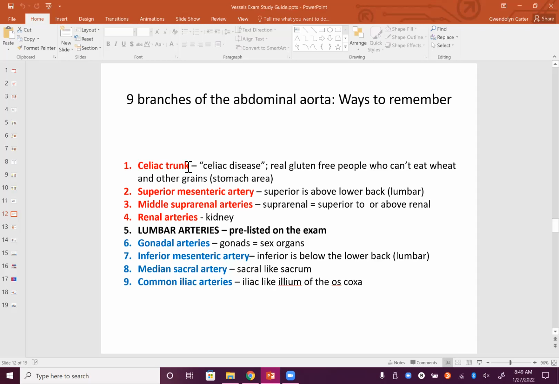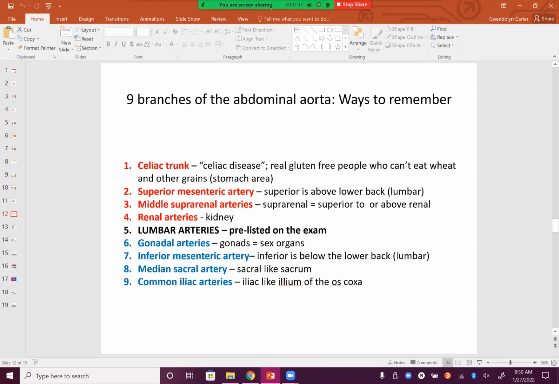Then we have our second position. Here we have 1, 2, 3, 4, second set, 1, 2, 3, and 4. The second position for both of these is a mesenteric artery. Just thinking of your directional terms, superior is above, inferior is below. So there's going to be a mesenteric artery in that second position for both sets of 4. It's just that superior is going to be above and inferior is the below one.